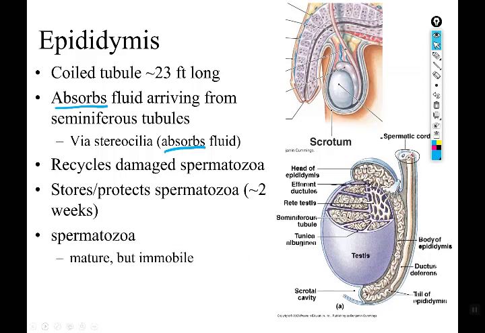During this time, the spermatozoa are mature and capable of swimming, but they're not moving much, and they're certainly not swimming around. They may twitch, but that's about it.